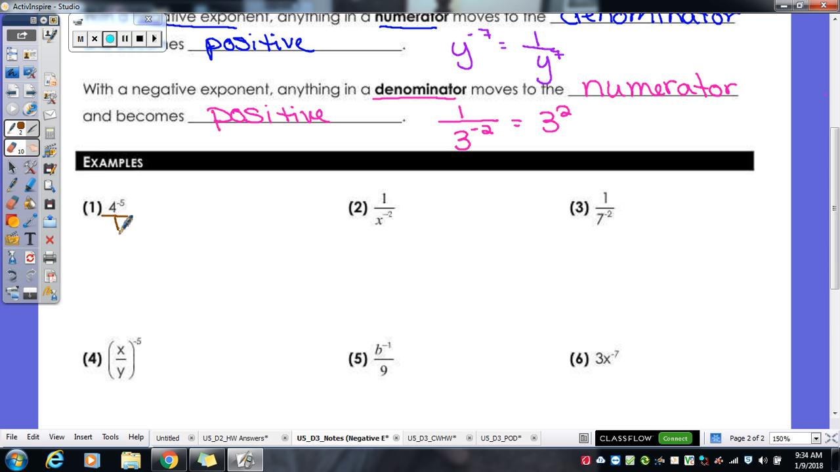So the first one right now is 4 to the negative 5th. So I'm going to put it over 1. So that means my 4 needs to move down here. So it becomes 1 over 4 to the positive 5th. And our directions didn't say that we were just writing it with a positive exponent. So we got to actually figure out what is 4 to the 5th power. So this is 1 over 1024. I hope you're right. Somebody check them. Please. You typed it in your calculator.